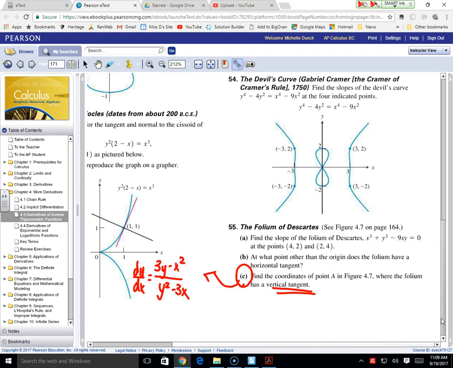Question, what does it take to have a vertical tangent? When the bottom equals 0. Horizontal tangent is when the top equals 0. So when the bottom equals 0, remember, find the coordinates of point A. So if we just set y squared minus 3x equals 0, if they were asking us for an equation or expression or a relationship, we could stop there, but they're actually asking us for a point.